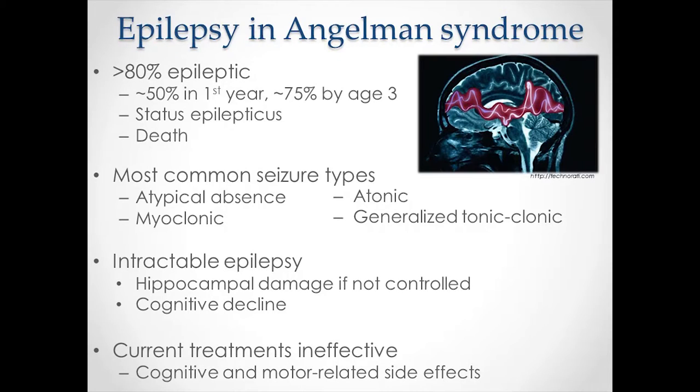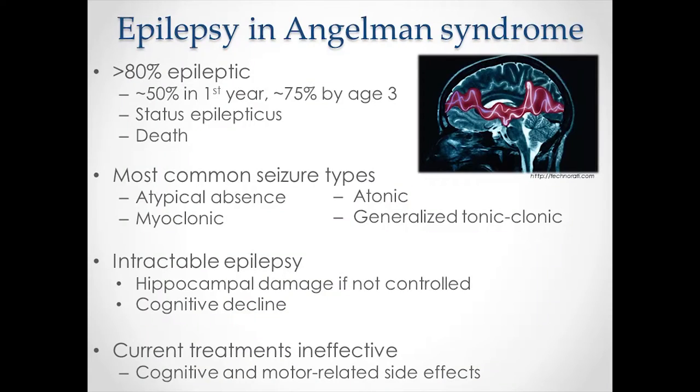So I want to focus a little bit more specifically on epilepsy in AS. Like I mentioned previously, greater than 80% of individuals with AS are diagnosed with seizures. And typically they're diagnosed within their first year of life, typically having over 100 seizures per day. And at least by age 3, almost all of them are diagnosed with seizures. Unfortunately, they're commonly admitted to the hospital due to being in status, and sadly, seizures are a common cause of death in this patient population.